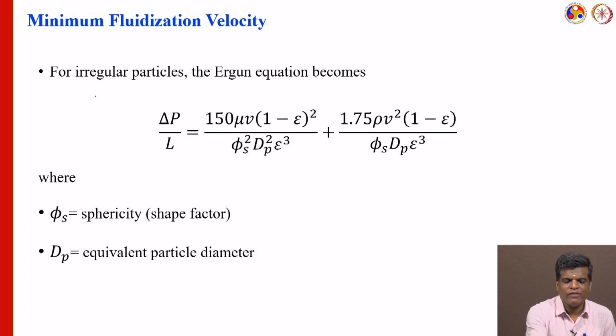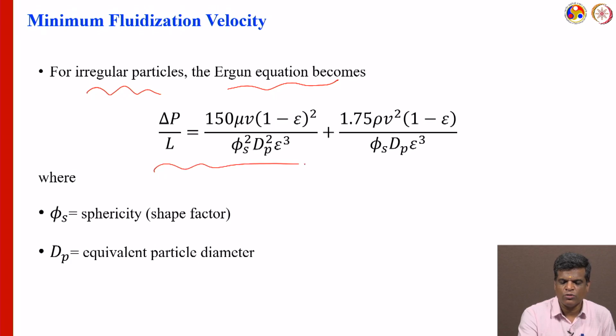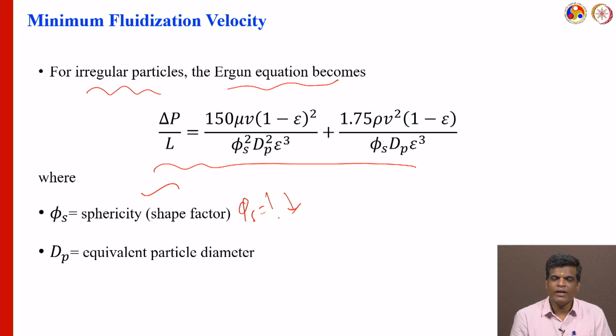So this part we know, for irregular particles the Ergun equation becomes, we write delta P by L equal to 150 of this one. We already know that phi s is the sphericity. If a sphere, phi s equals 1, but for irregular particles it decreases. We already discussed. Then dP is the equivalent particle diameter. So delta P by L equals this equation. There is a viscous loss and an inertial loss, both of them we are incorporating here. So that we call the Ergun equation.